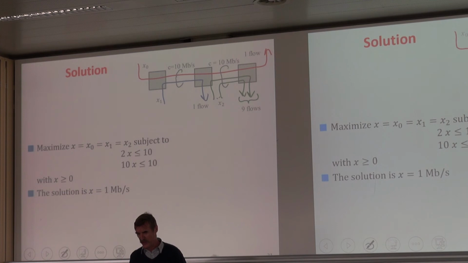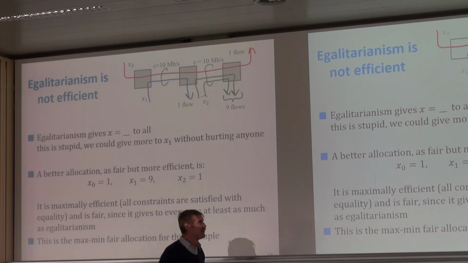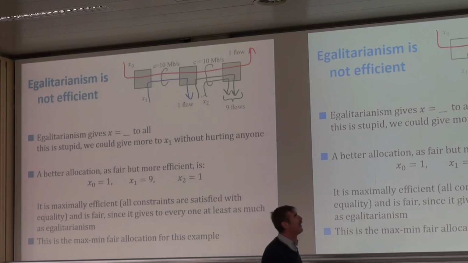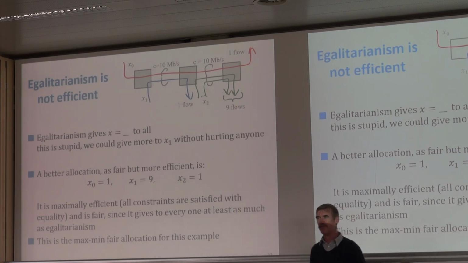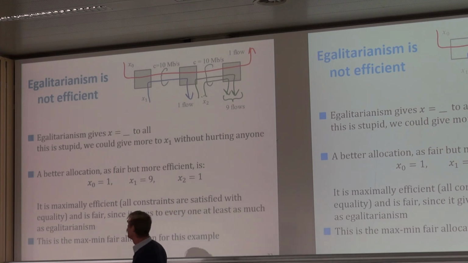So here is what egalitarianism would give. So egalitarianism gives x equal 1. Okay, I can't write for some reason, but it's 1. But it is stupid, because if you look at the first link, I have only 2 megabits per second used. So of course nobody would do that, right? In this network, you insist that the first link is not used.